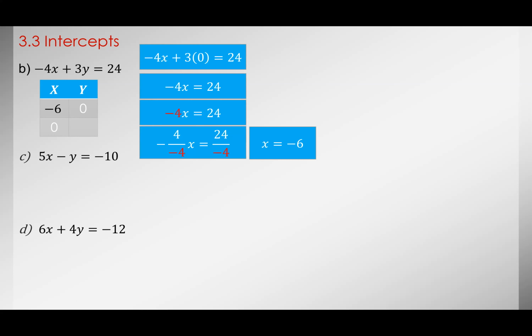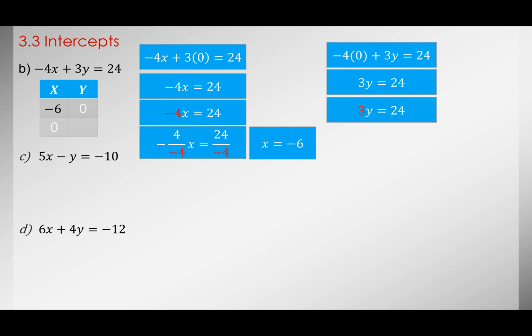And similarly, I need to find that missing value from yesterday. I plug in 0 for x. If I plug in 0 for x, I have 3y equal to 24. Divide by 3 because 3 is multiplied to y. Divided by 3 to both sides, my y is equal to 8. So my ordered pair is 0, comma 8.